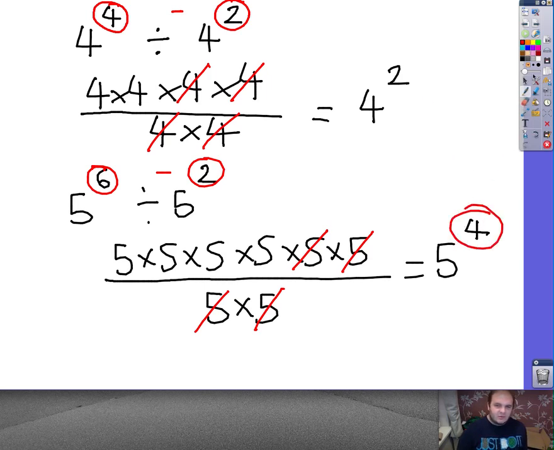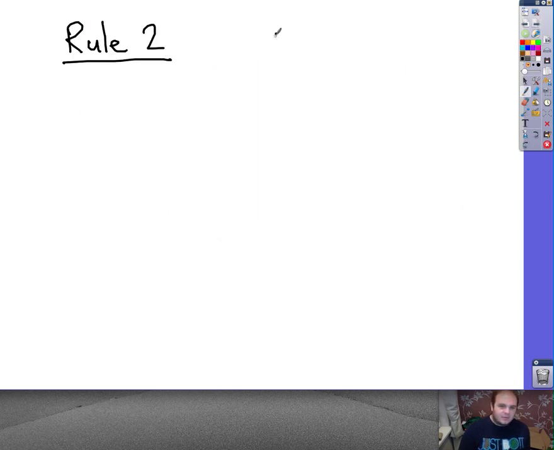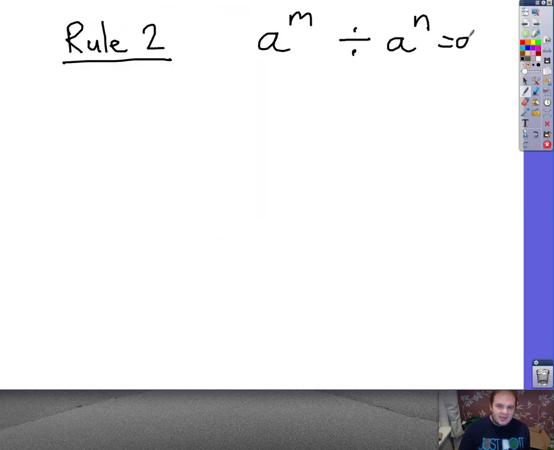Alright, so let's come up with a rule then for this one. So the rule we're looking at here, rule 2 we'll call it, is that if we have, again we'll use A, notice it was always 4 and 4, you work with whatever powers, 5 and 5, that's a 5, not a 6. Rule 2 we'll say A to the power M, use M again, divided by A to the power N. What did we say? We said we just took them away. Alright, is equal to A to the power M minus N.